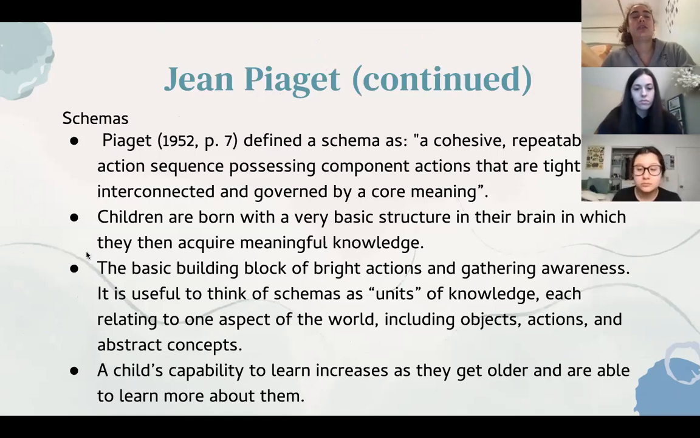Piaget also talked about schemes, which are defined as a cohesive, repeatable action sequence possessing component actions that are tightly interconnected and governed by a core meaning. Children are born with this very basic structure in their brain, in which they can then acquire full meaningful knowledge, the basic building block of actions and gathering awareness. A child's capability to learn increases as they get older, and they are able to learn more about themselves.